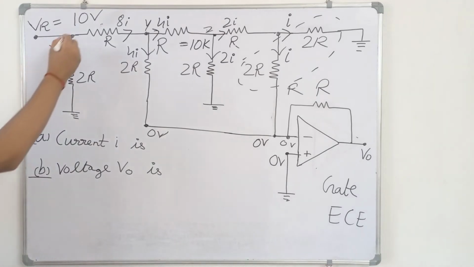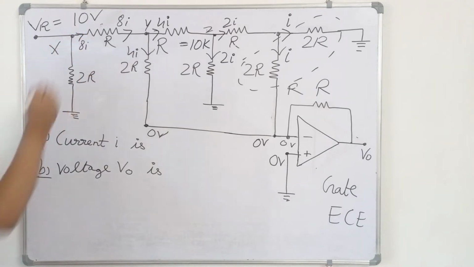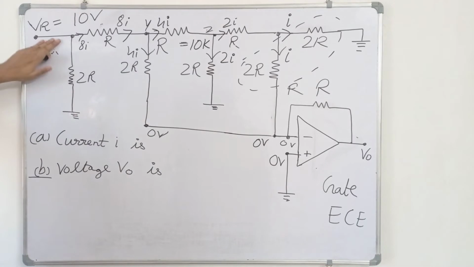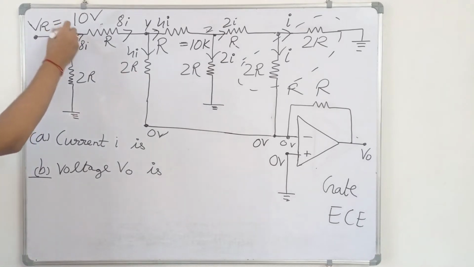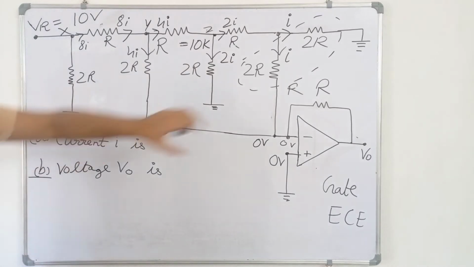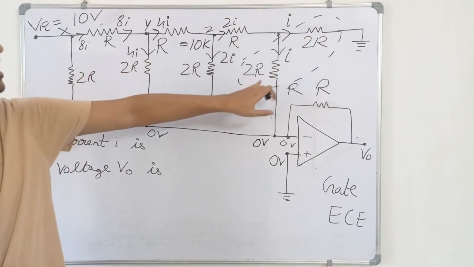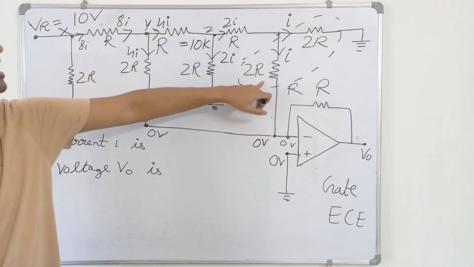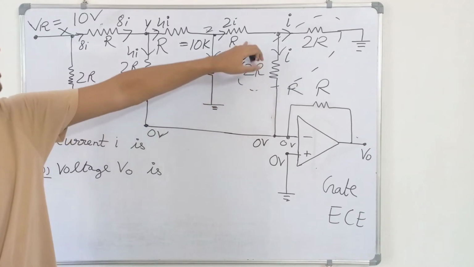Now again this current is 8I. So now we come at node X. Again similar concept applies for node X. These two are connected in parallel, become R. This R and this are connected in series, become 2R.